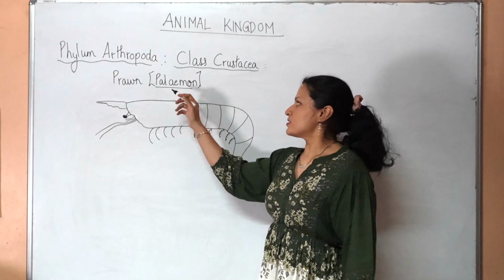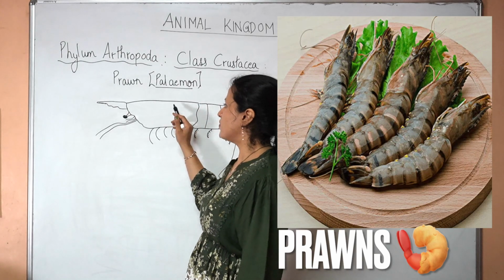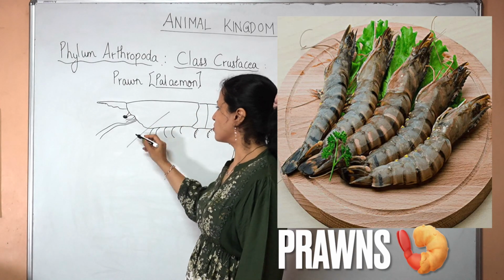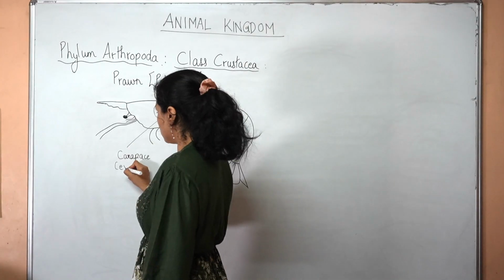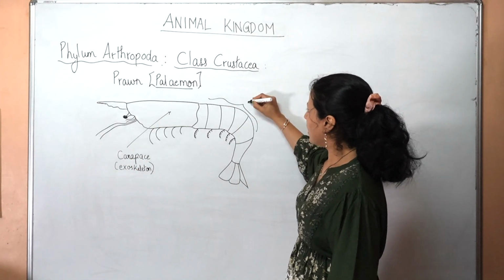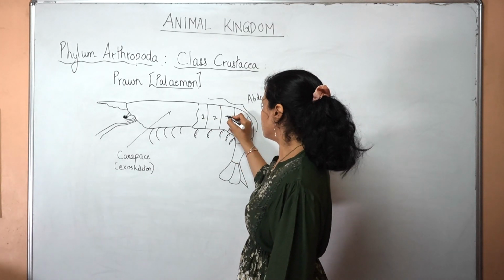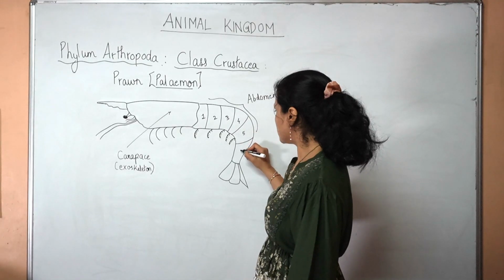So that is the prawn. Scientific name is Palaemon. The head and the thorax region is covered by this large structure which is called the carapace, which is its exoskeleton, and the remaining part of its body is known as the abdomen, which is divided into 6 segments. Let's mark them: 1, 2, 3, 4, 5 and 6 segments.